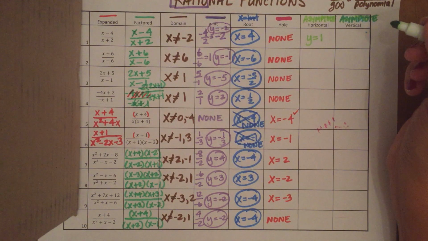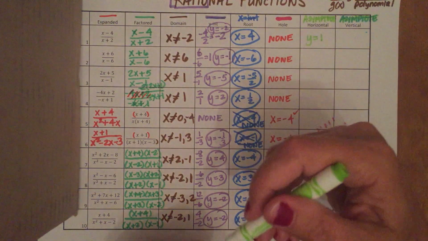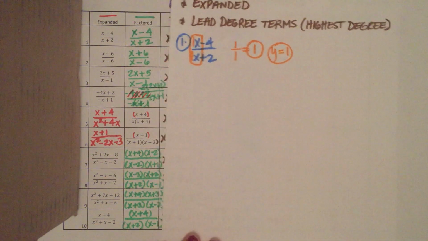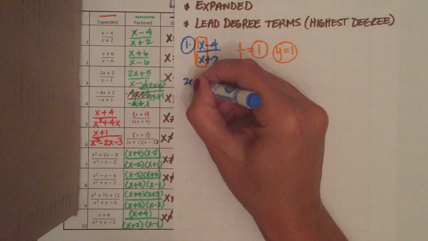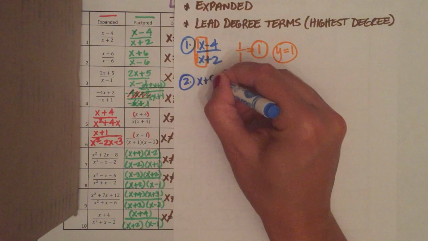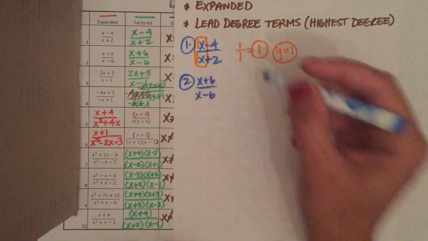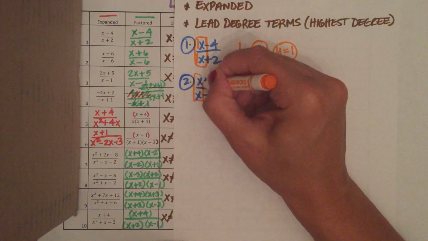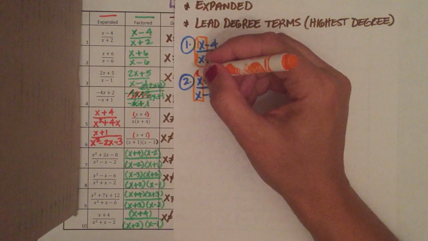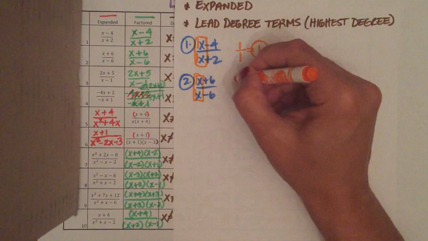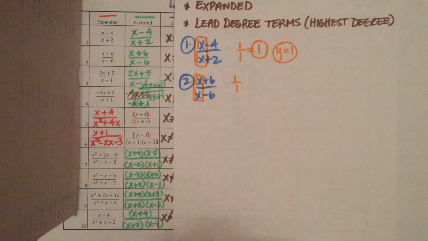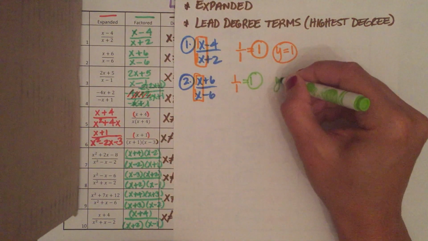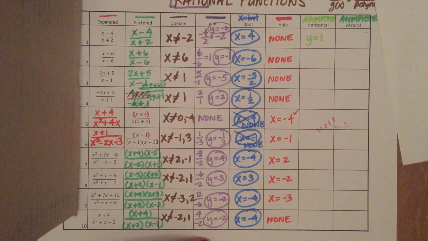Okay, with that being said, we're going to look at the next one. Number 2 is x plus 6 over x minus 6. I'm going to look at, again, my lead degree terms, which are x and x. So I've got 1 and 1, which again is 1 over 1, which is 1. So my horizontal asymptote is at y equals 1.